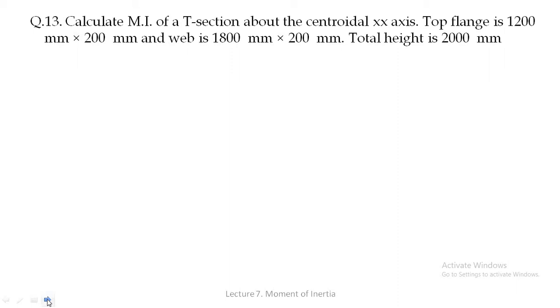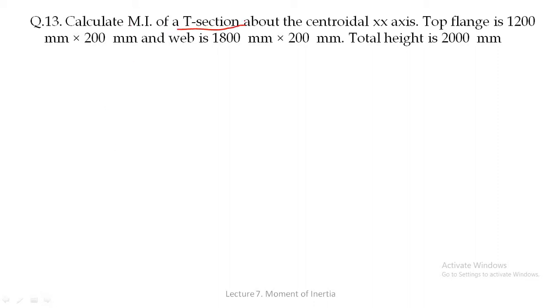Calculate moment of inertia of a T section about the centroidal x-axis. Top flange is 1200 mm into 200 mm and web is 1800 mm into 200 mm. Total height is 2000 mm. So what have they asked us? They have asked us to calculate the moment of inertia of the T section.